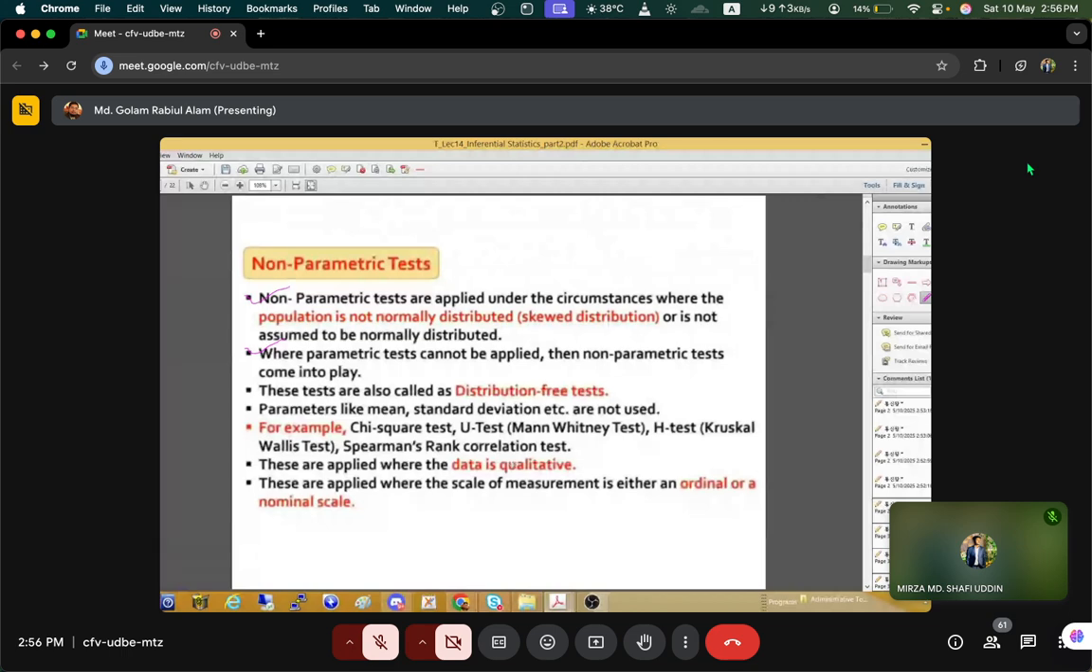And these are applied where data is qualitative, not quantitative. For example, interviews, or scales like good, better, best, or excellent, or outstanding. So those are qualitative. These are applied where the scale of measurement is either an ordinal or nominal scale. So we can apply the nominal or ordinal scale to collect the data in the case of non-parametric tests.